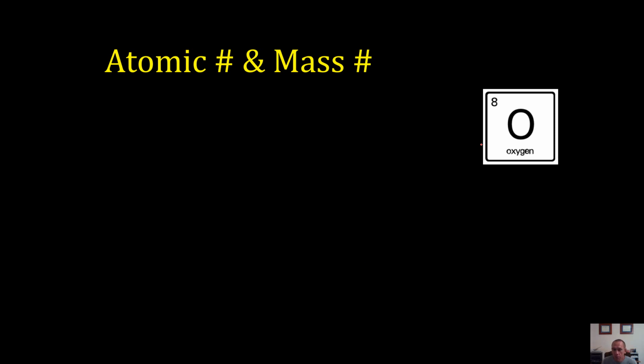So here's a cell on a periodic table. Now, usually you'll see another number in there that is not the mass number or the atomic number. It is the atomic mass. We'll get to that later in the unit.